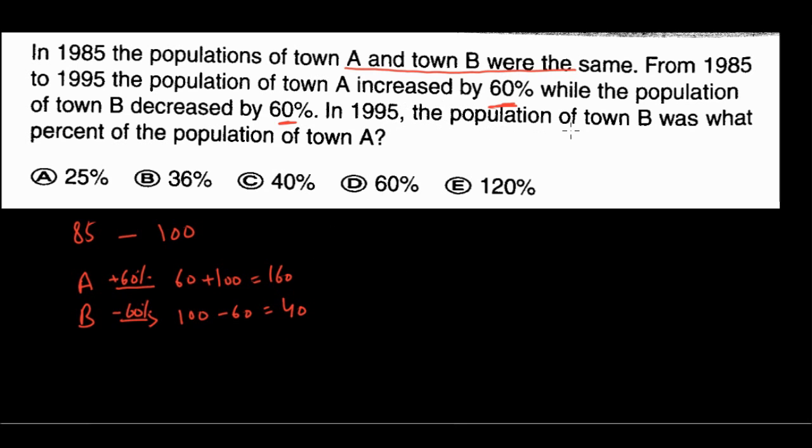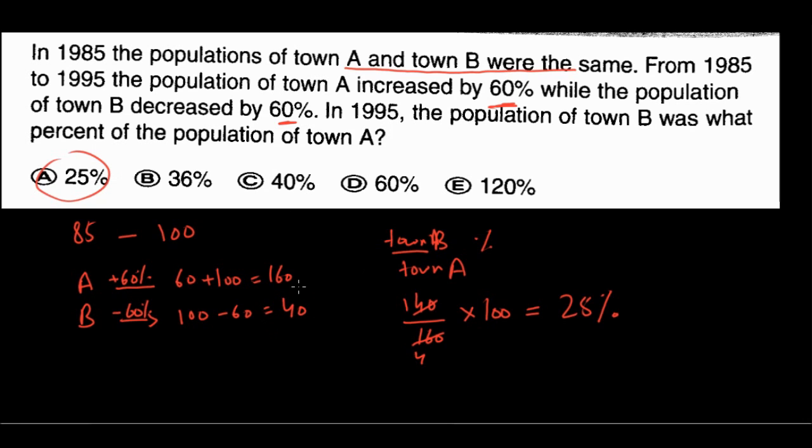In 1995, the population of town B was what percent of the population of town A? So you want town B population over town A, and you want to find the percent here. So you have town B here and town A here. So town B we know is 40. Town A is 160, and you want to find percent, so multiply by 100. And here, if you see, this is 1 times 40, this is 4 times 40. So 1/4, which is 25%, which is A, right?